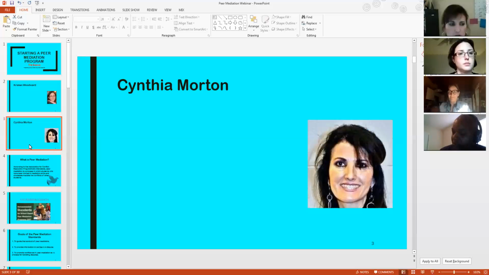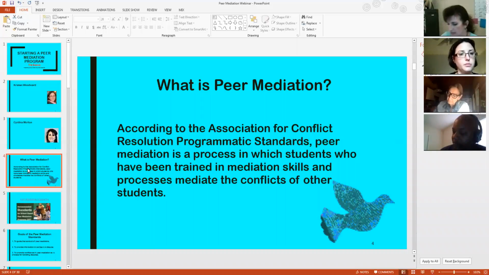Okay, so without further ado, we're going to move on and talk a little bit about what peer mediation is. Sure. So, and you can read this slide here. So the Association for Conflict Resolution created program standards, which we'll be going into depth during this presentation. But basically, this is a definition saying that peer mediation is a process in which students who have been trained in mediation skills and processes mediate conflicts of other students.